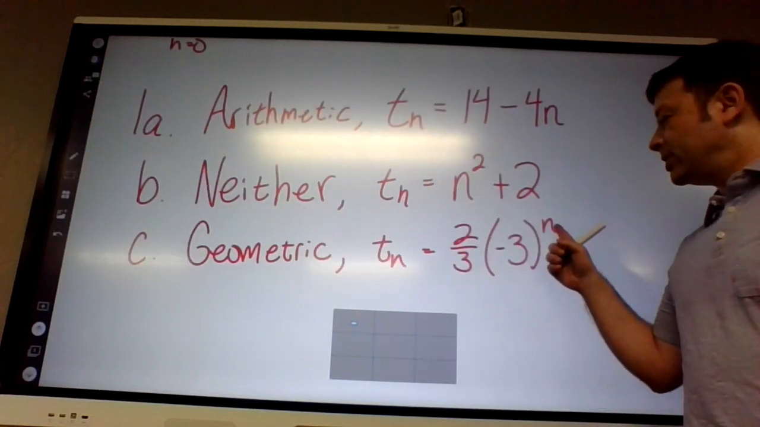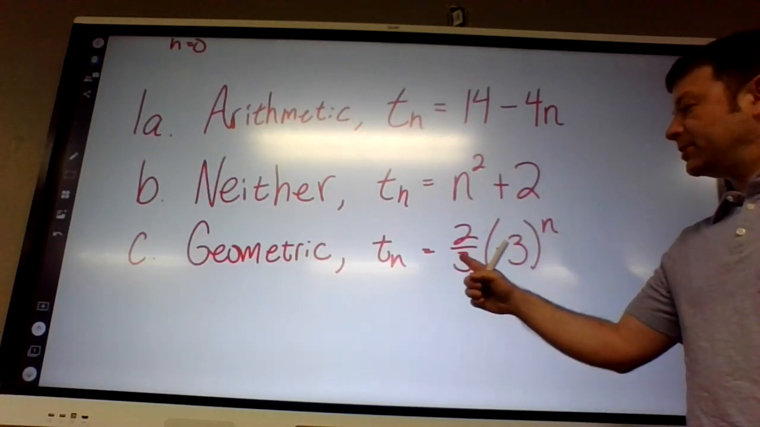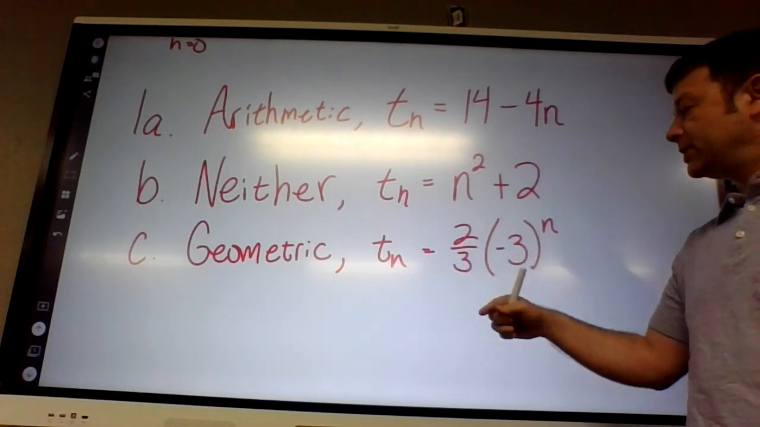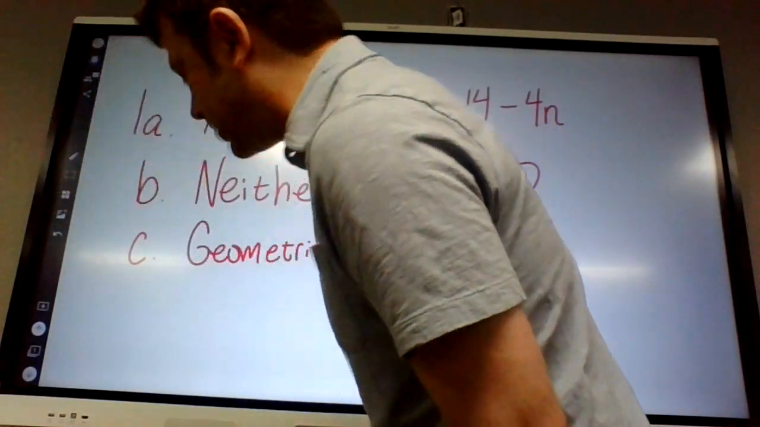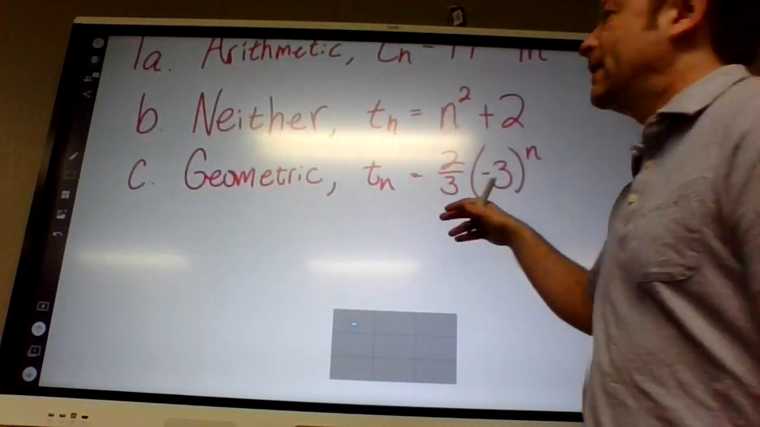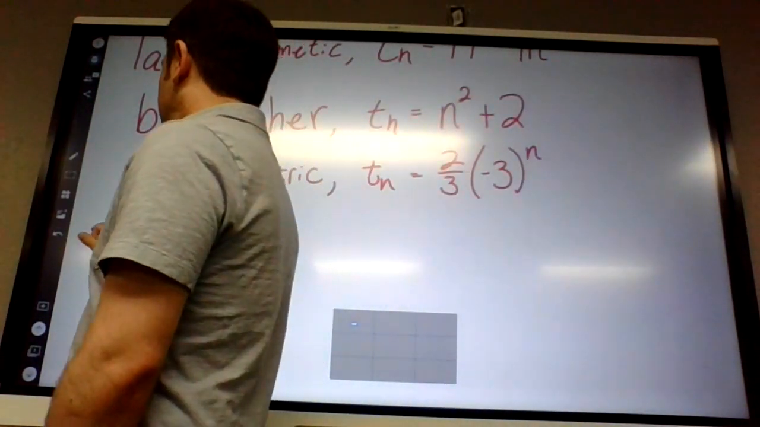So if we plug a 1 in here, we get -3 times 2/3. -3 and 3 cancel out, we get -2. Wait, did we want? Yeah, we want -2 to start with this. Okay. Number 2.